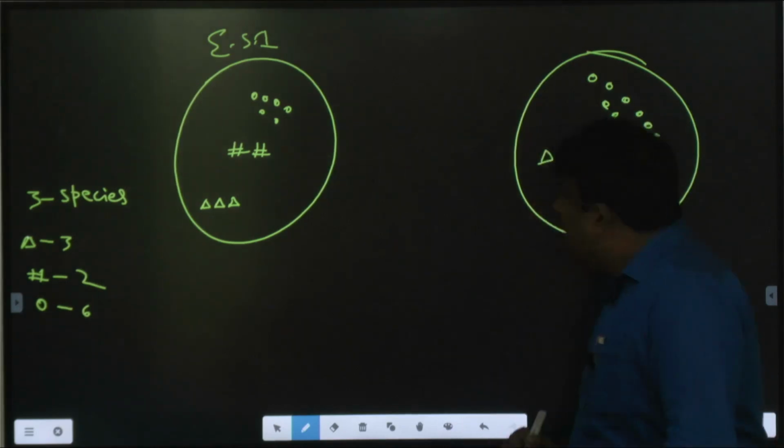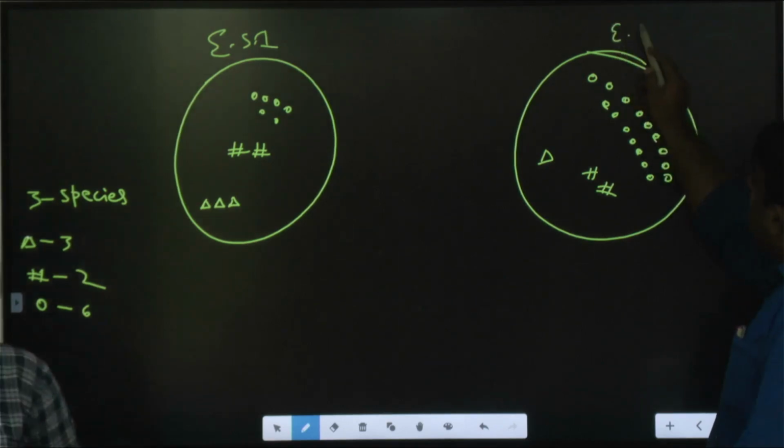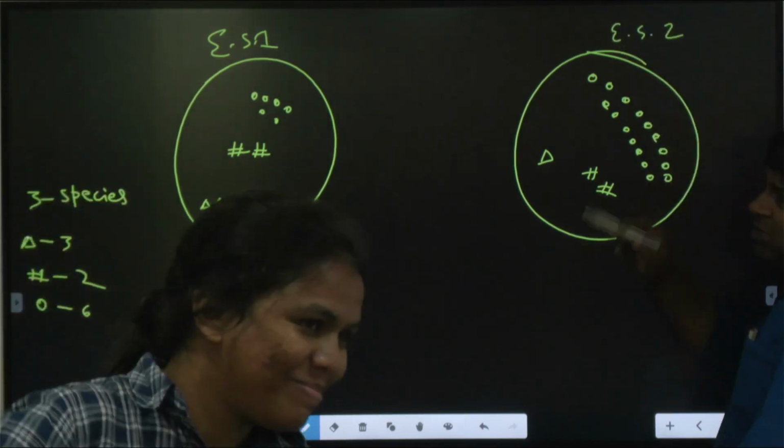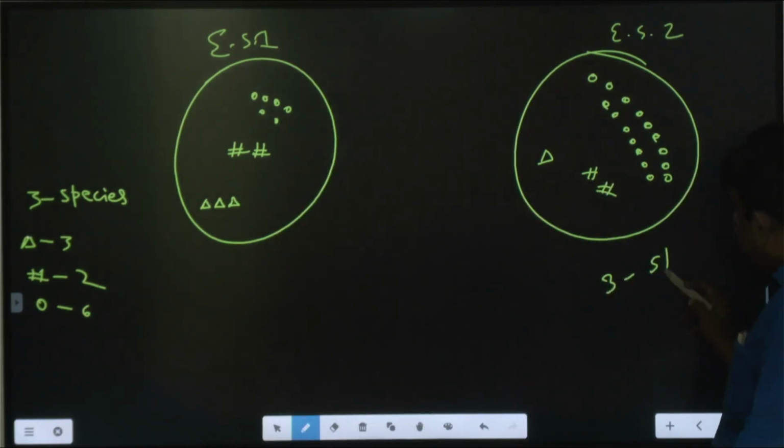Okay. Now, focus on the second ecosystem. As far as the second ecosystem is concerned, again there are 3 species.